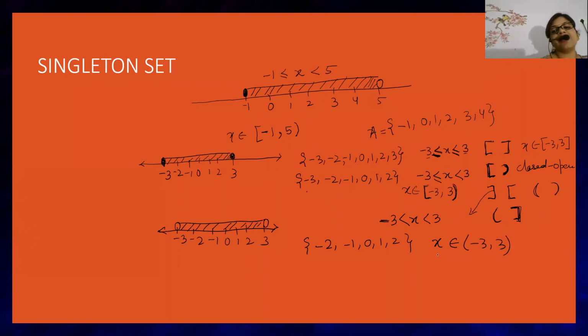So when you are writing like this, x belongs to open interval -3 to 3, you can write like this also. That means what? X is not ready to take -3 and x is not ready to take 3. I hope my children understood. Quickly tell. Till this, everybody understood?